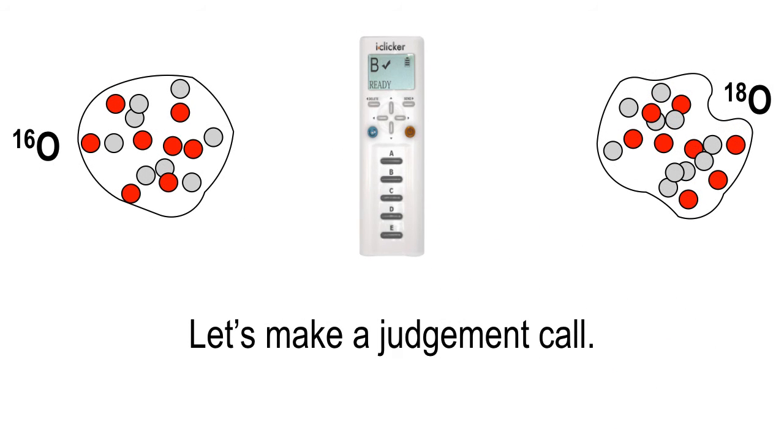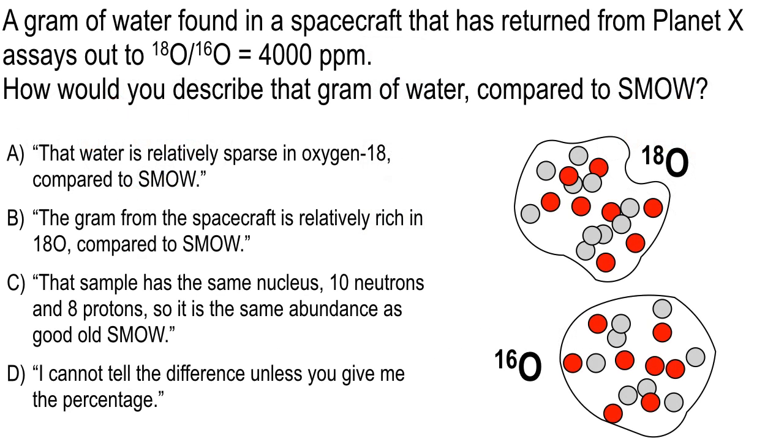So let's make a judgment call. Get your clicker ready, and let's do one more clicker question. And I think I have a couple more, but let's do this one. Let me ask you, and this is going to be about oxygen 18 and about the abundance ratio that we just had. Let's say that you have a gram of water that you found in a spacecraft that's returned from planet X. And it assays out to 4,000 parts per million, oxygen 18 divided by oxygen 16. Now, which of these four sentences would you use to describe that gram of water compared to SMOW? Go ahead and vote. Read very carefully.